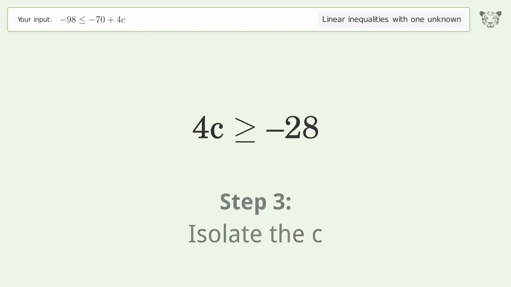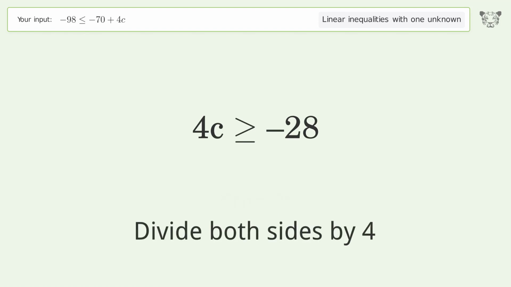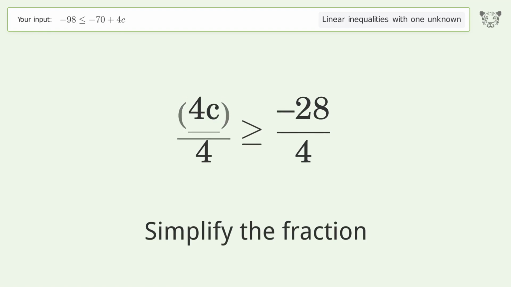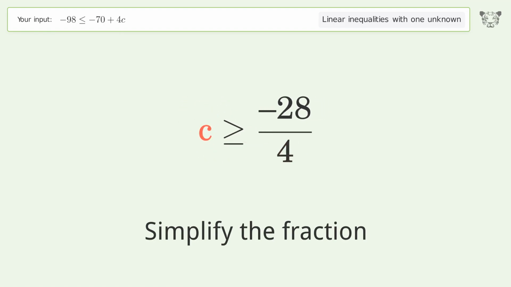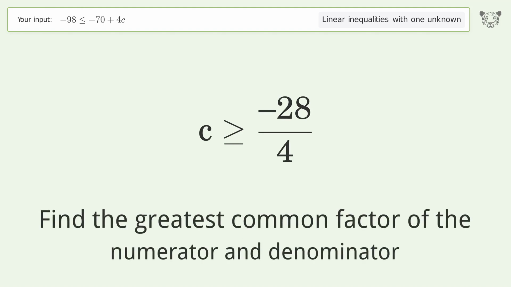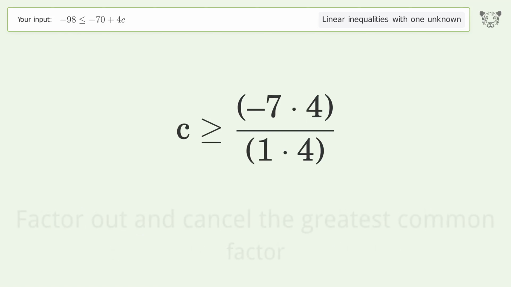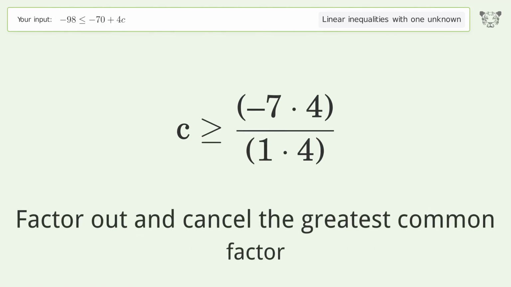Isolate the c. Divide both sides by 4. Simplify the fraction. Find the greatest common factor of the numerator and denominator. Factor out and cancel the greatest common factor.